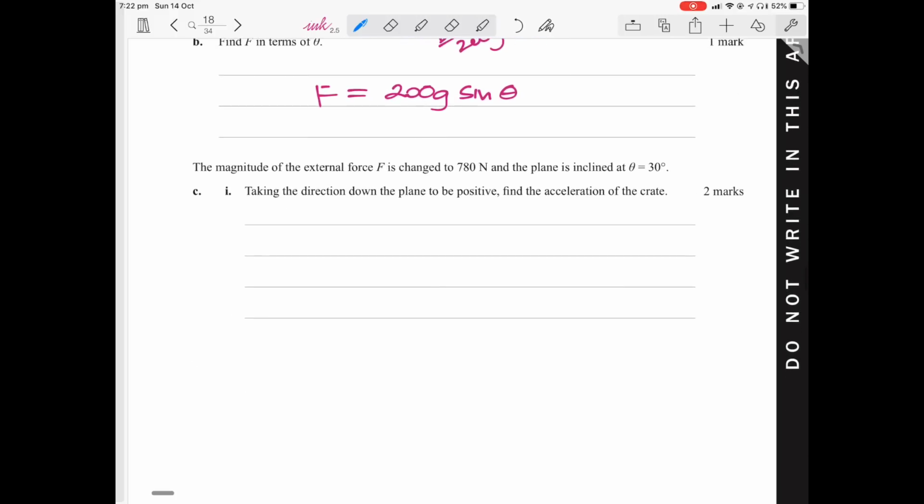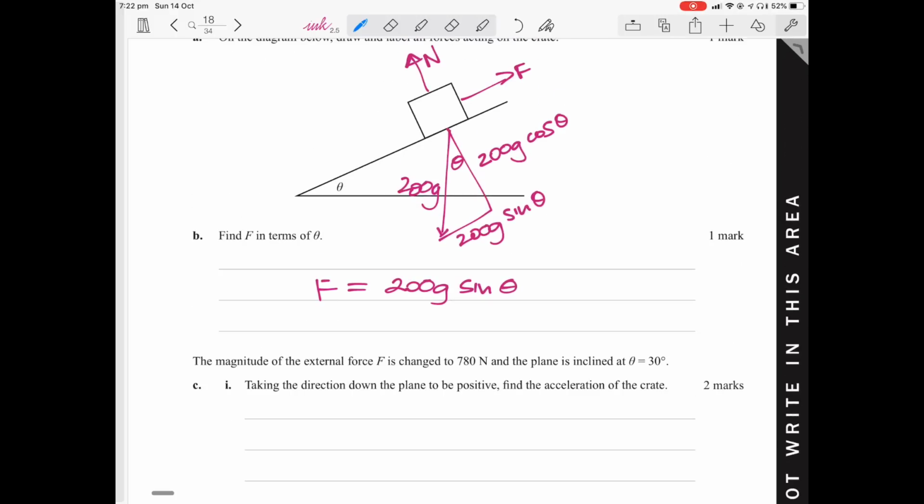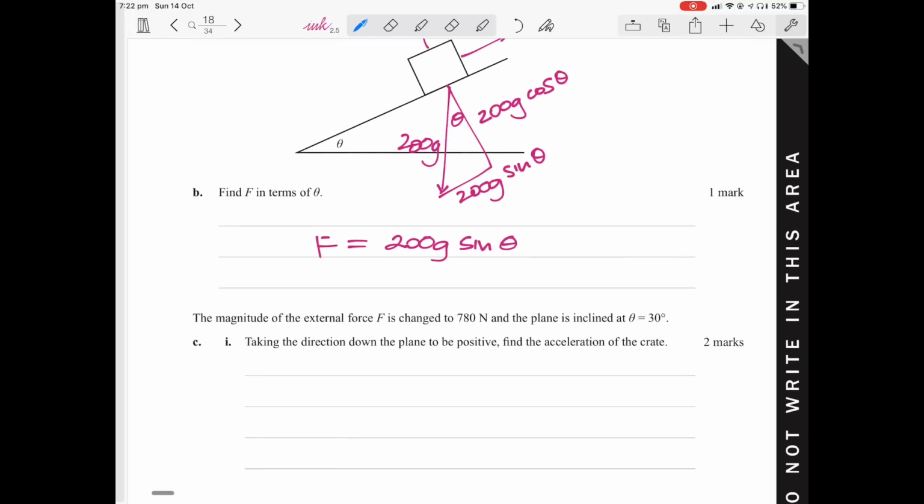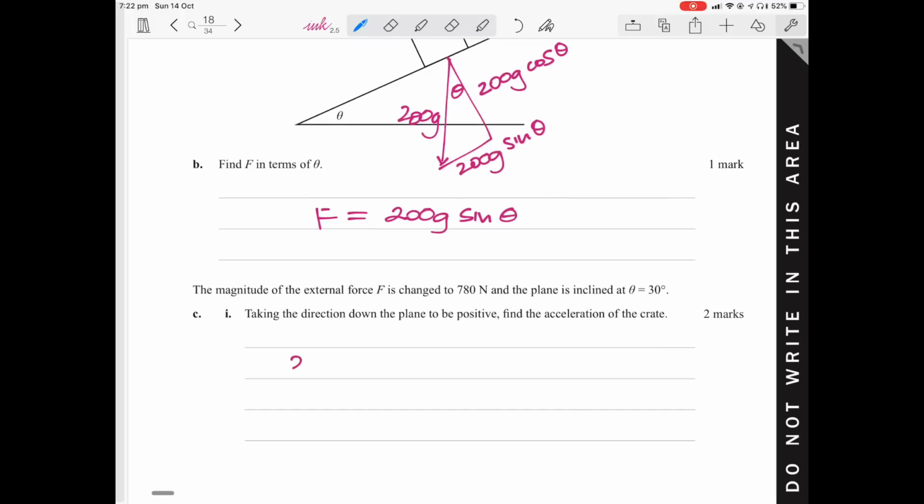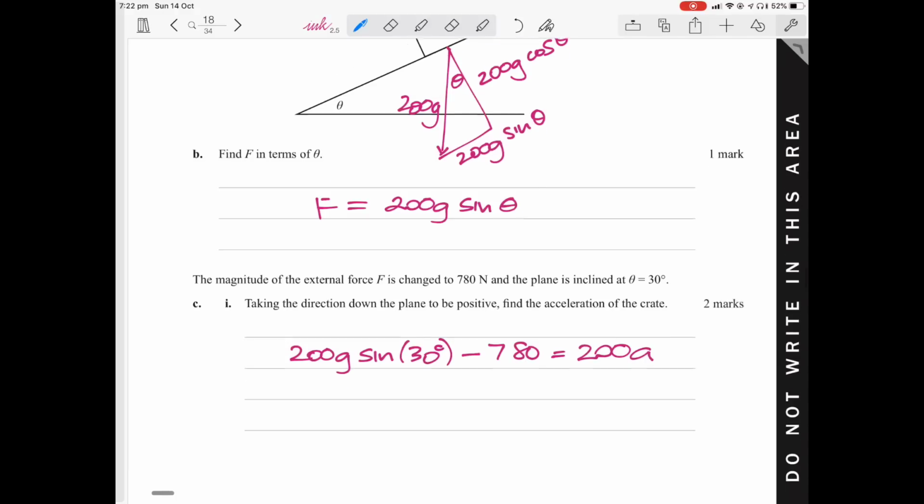Okay, the magnitude of the external force F is changed to 780 newtons, and the plane is inclined at 30 degrees. Taking the plane direction view, find the acceleration of the crate. Okay, so down the plane is 200 g sine 30 minus my upwards force, which is 780 newtons, is equal to mass 200 times a.